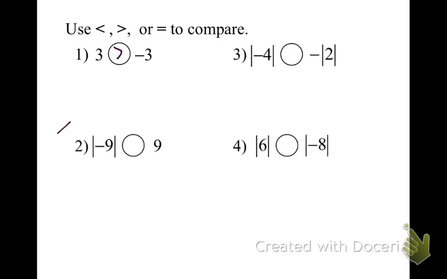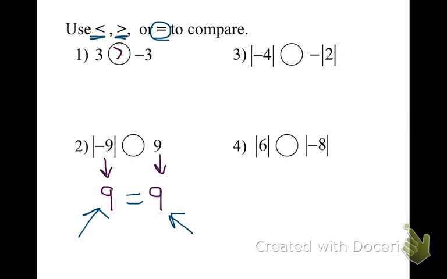Now example number 2 is a little trickier. We have that absolute value sign, so we need to simplify it first. So what's the absolute value of negative 9? It's 9. This 9 isn't changing. So is it less than, greater than, or equal to? Automatically, ladies and gentlemen, you should notice, if I have a 9 right here and a 9 right here, that means they're equal to one another.